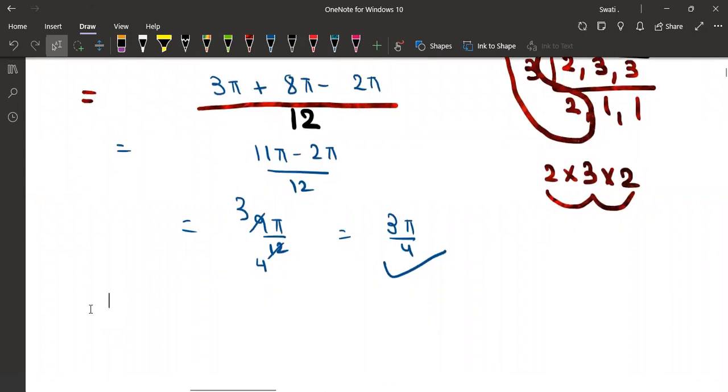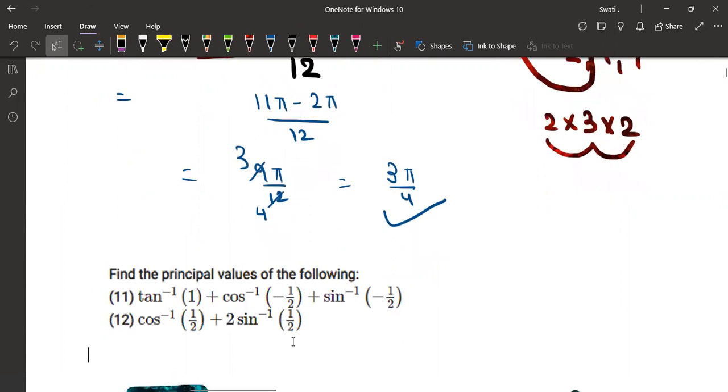So now we are done with the 11th one. We will go to the 12th question. So the 12th question is cos inverse.